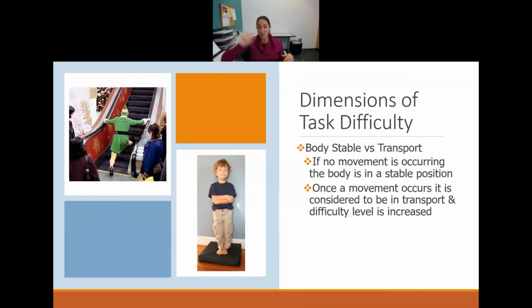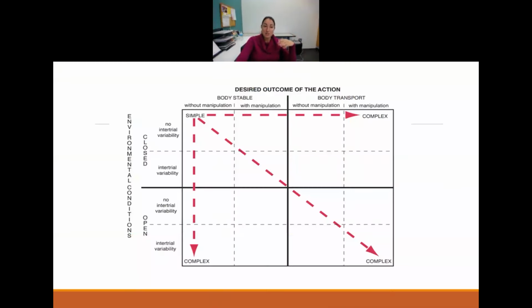So when you're progressing somebody, you can look at that chart and you can say they started out with no variability in a closed environment and stable. Now I want to progress them. I could either add some manipulation, I could add some variability in their environment or in the task, or I could make them move, make their body transport, or I could put them in a different environment where they had to focus more. And that's how you progress. And typically you only want to progress kind of one block at a time. You don't want to all of a sudden go from static balance to now they're standing on a moving surface with their eyes closed, reaching, and people walking all around them, because that's just too much. You want to progress one at a time.